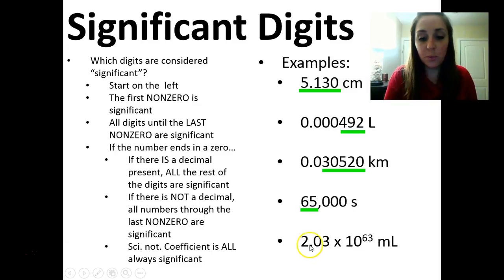How about this one? 2.03 times 10 to the 63rd milliliters. Well, this is a funky notation that the other ones aren't like. And we're going to go through later in the lesson what scientific notation is and how to use it. But what you need to know is all this stuff before the times symbol, that's called your coefficient. Everything in your coefficient is always significant. So those are your significant digits in this measurement.